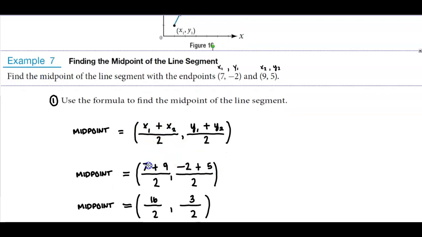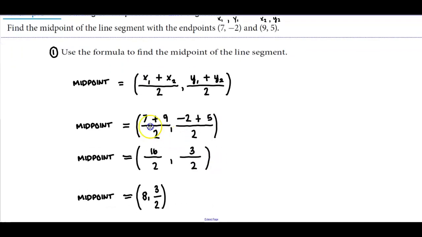So x1 and x2 is 7 plus 9 divided by 2. y1 and y2 is negative 2 plus 5 divided by 2. So 7 plus 9 is 16 divided by 2. Negative 2 plus 5 divided by 2 is 3 over 2. So the midpoint is equal to 16 over 2, which becomes 8. And the y value is 3/2.